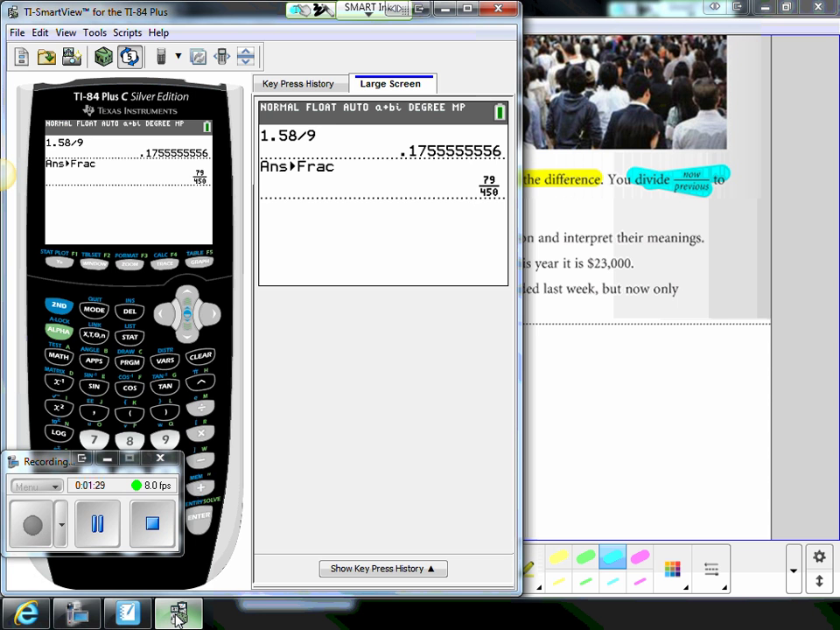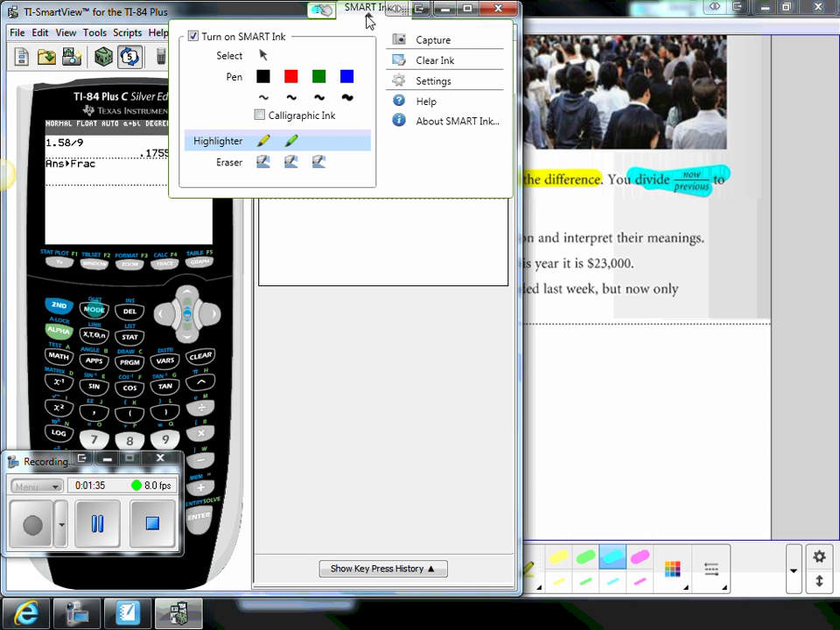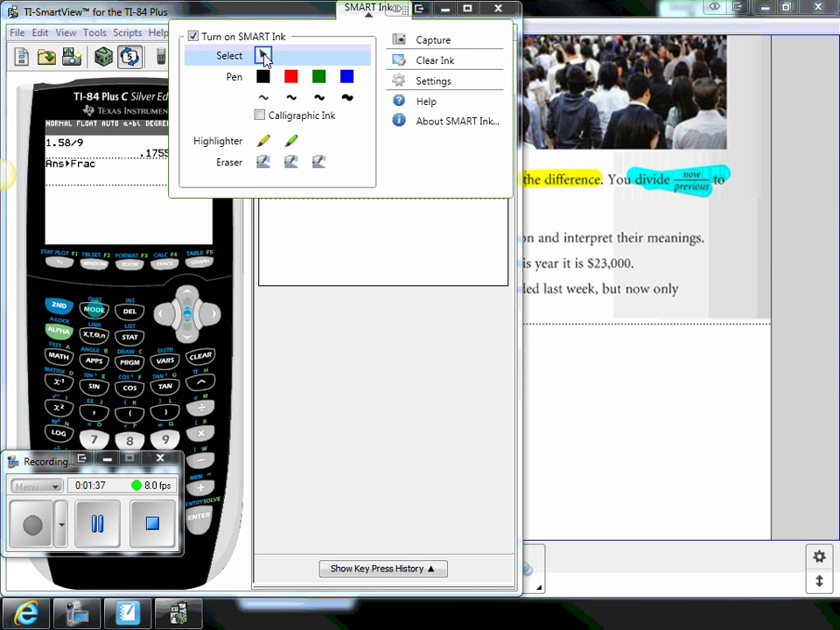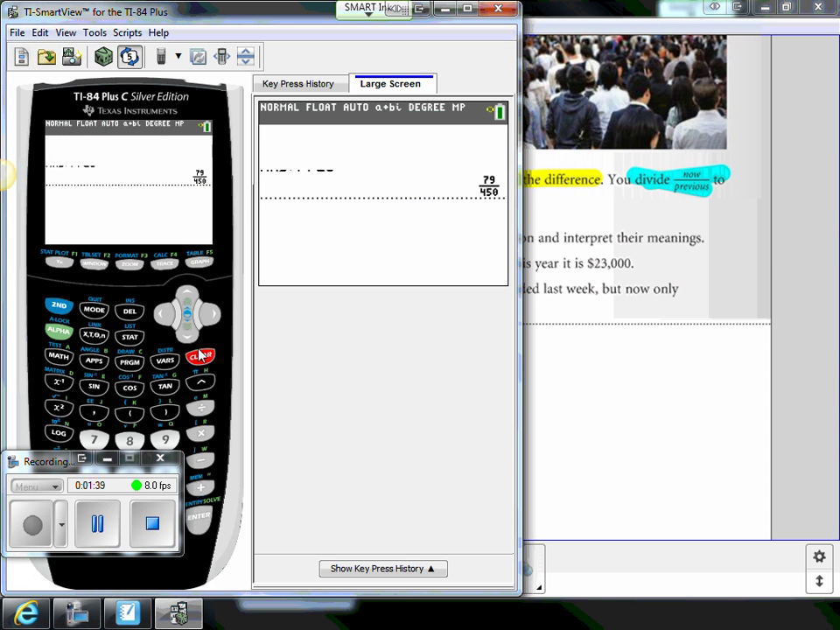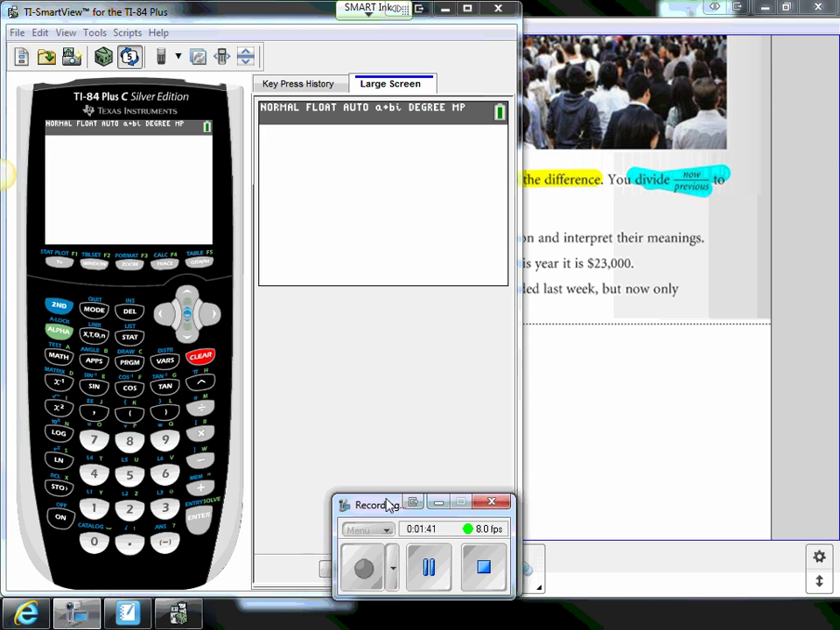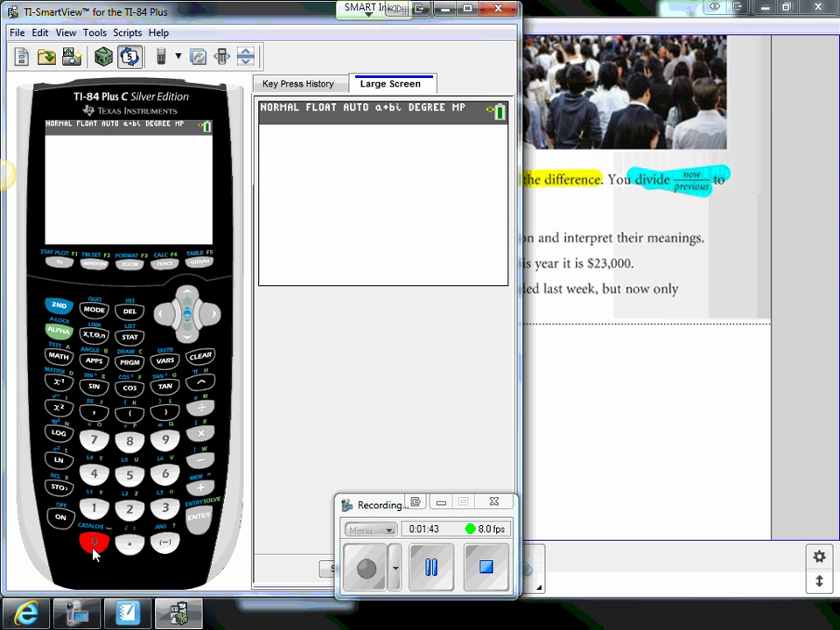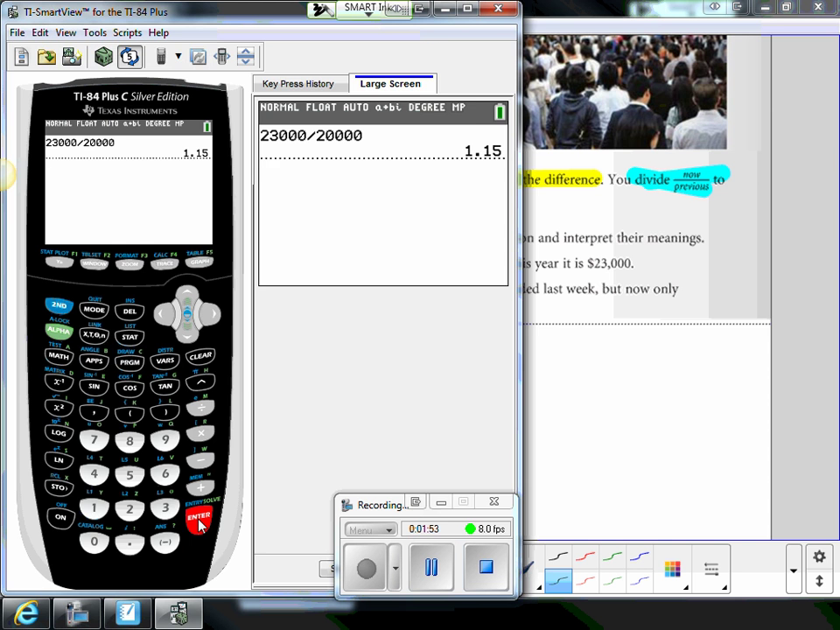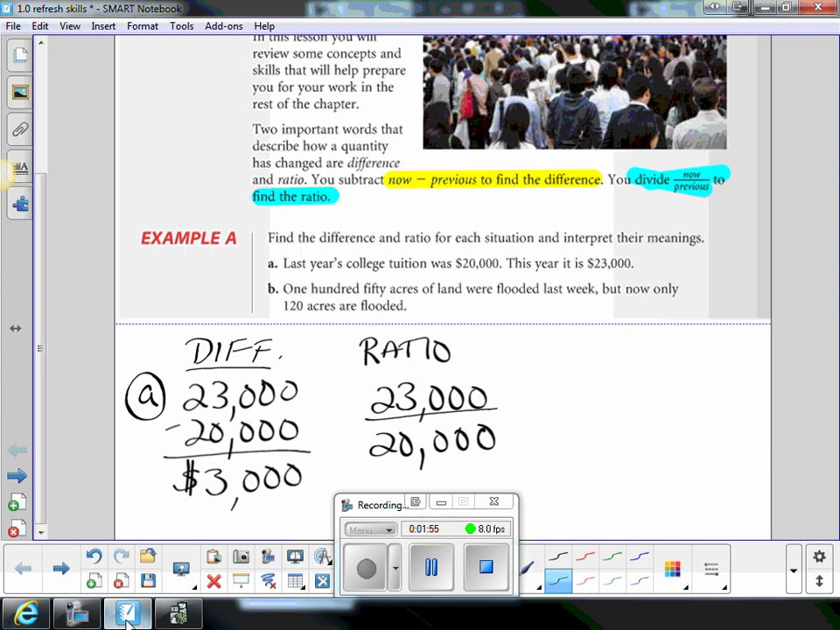We go to the calculator and, sorry about that, clear the ink, clear it. We're going to go ahead and do 23,000 divided by 20,000. We're going to get a decimal that's going to be 1.15. Okay, so that's called our ratio between those two numbers.